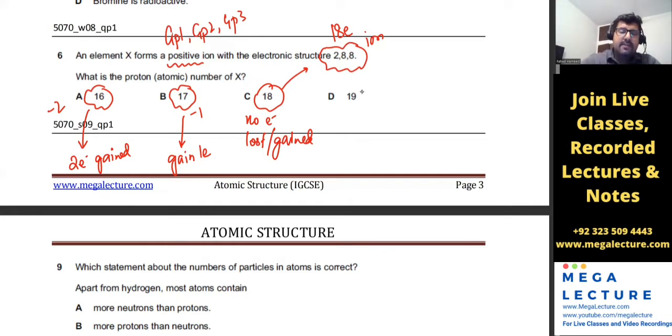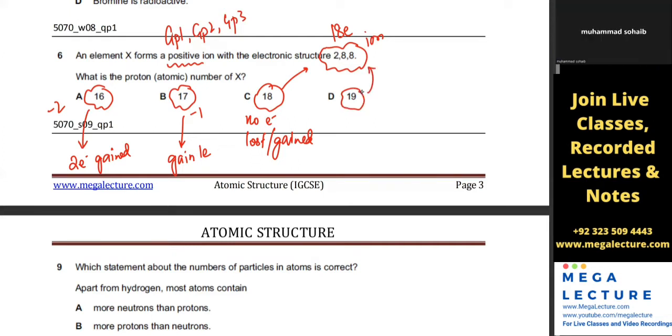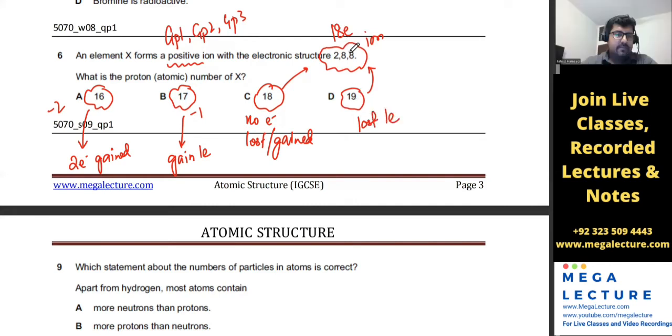What about 19? If it had 19 electrons, so that means what? If it becomes an ion, it's going to lose electrons, exactly 1 electron. If it loses 1 electron, it's going to form a positive ion, so a +1 charge will appear on it. So the answer to this one is D.